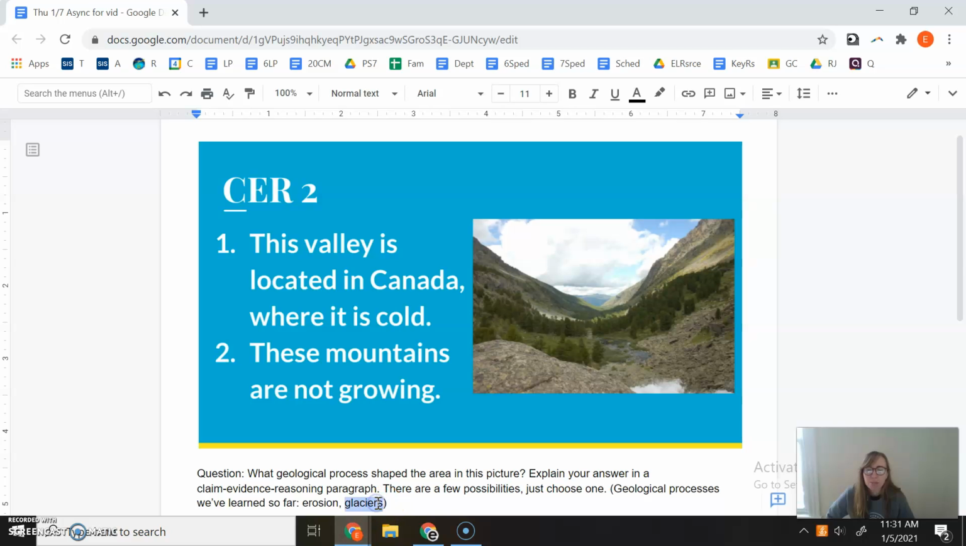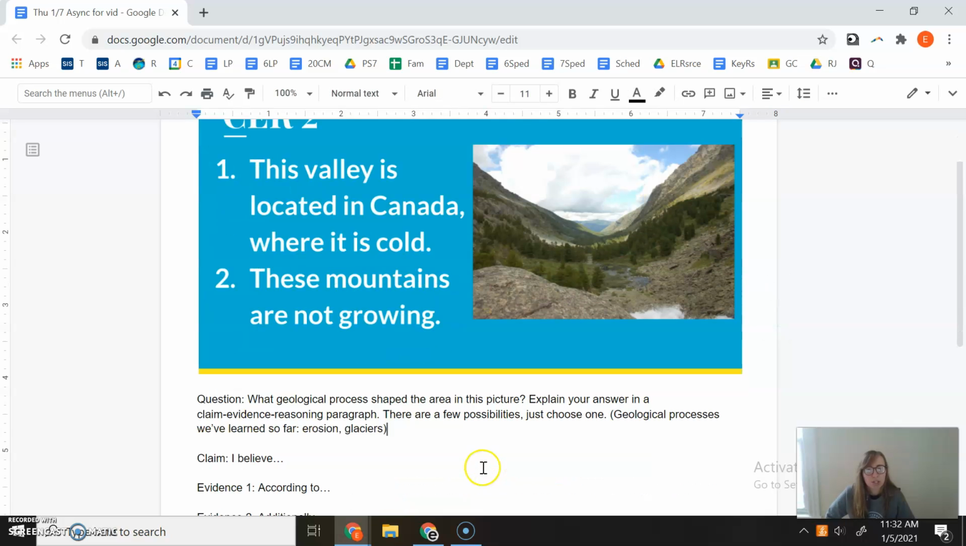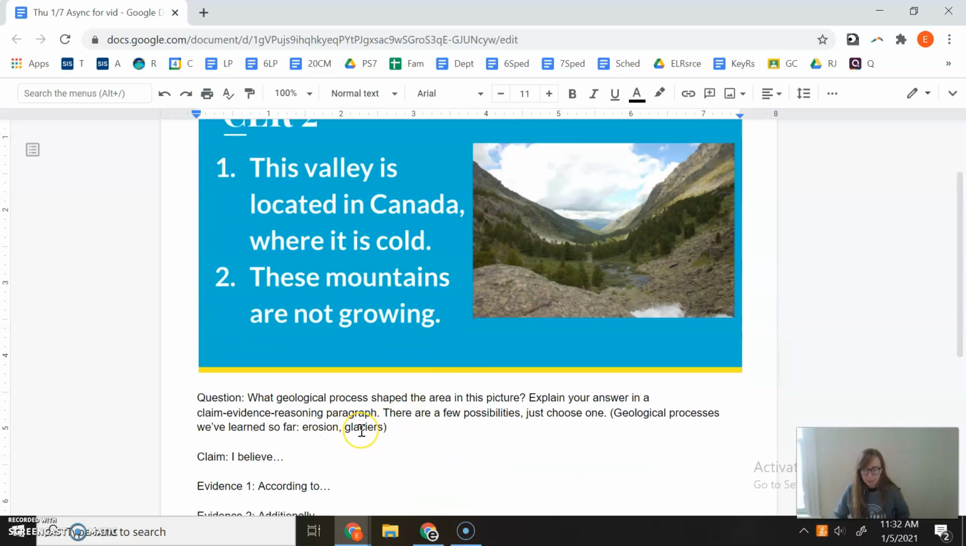And because I know a little bit more about glaciers, I'm going to go with glaciers. Also, it seems like that one would be easy to defend because I can see the U-shaped valley, and I know that glaciers have happened in Canada in the past, because that's north of the United States, and even the United States has had glaciers. So actually, I know that I have two pieces of evidence for glaciers, so I'm going to go with that answer. Okay, I believe this area was shaped by glaciers. All right, that's my claim. Easy.